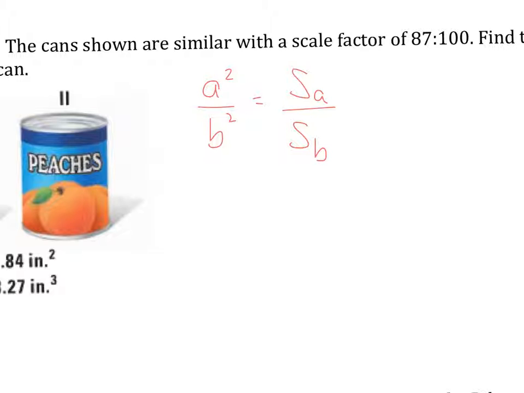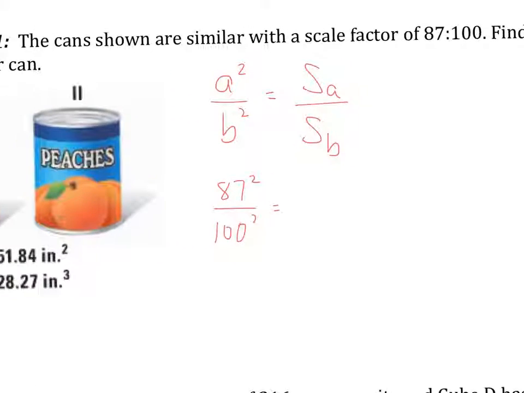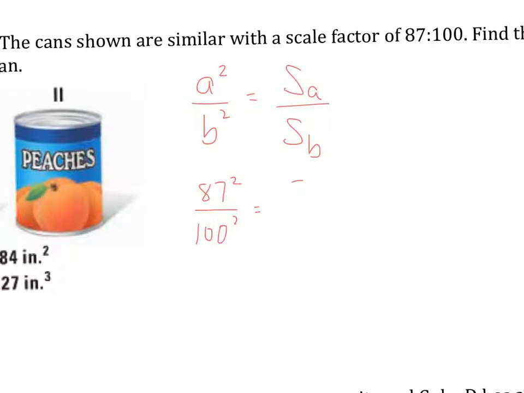So in our case, we are going to do 87 squared is to 100 squared as the surface area, and it looks like our surface area is 51.84. Something I didn't do in chapter 11, but I'm going to do now, is write inches squared. Then over the surface area of the larger can, which I don't know, and that is also in inches squared.